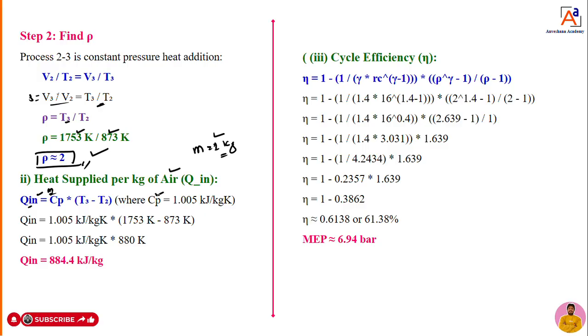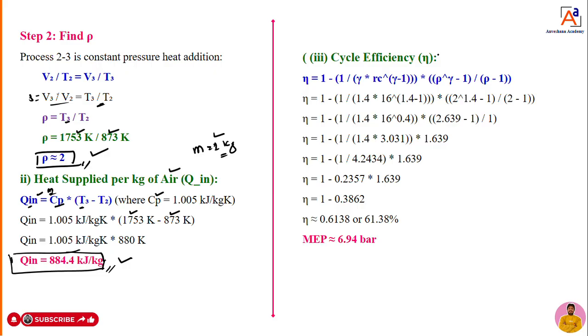What is Cp? Specific heat of air at constant pressure, that we know already. It is a constant value. That is, Cp is equal to 1.005 kilojoules per kg Kelvin. Do the simplification. Substitute the value here now: 1.005, T3 he has given already, T2 you already calculated. Substitute and simplify. Then you are going to get heat supplied, or heat input, equal to 884.4 kilojoules per kg. That is the second finding done.